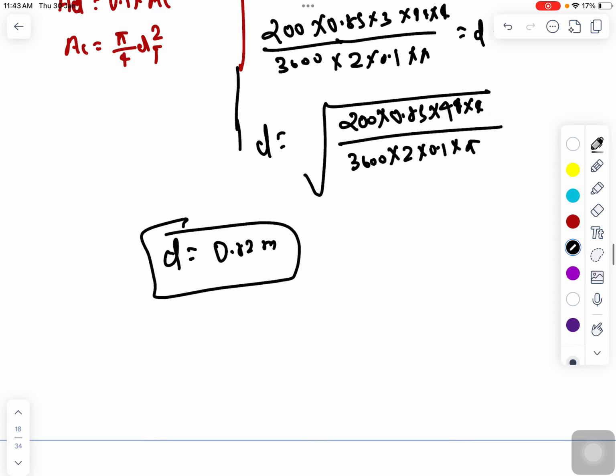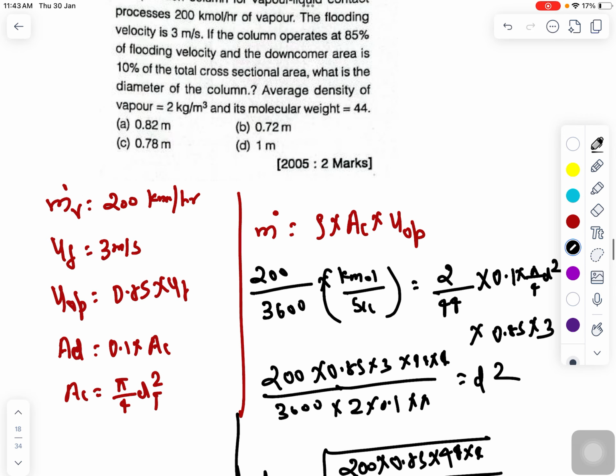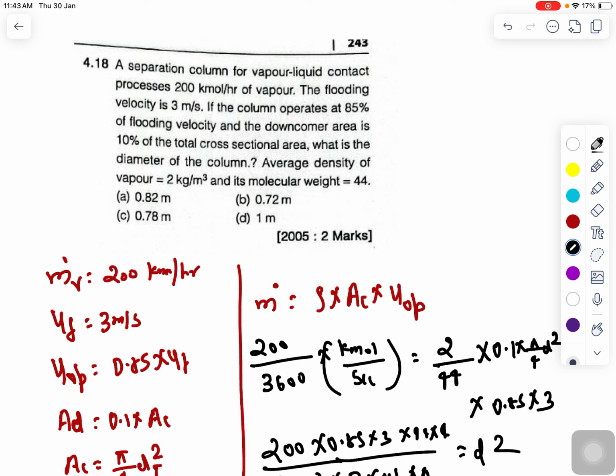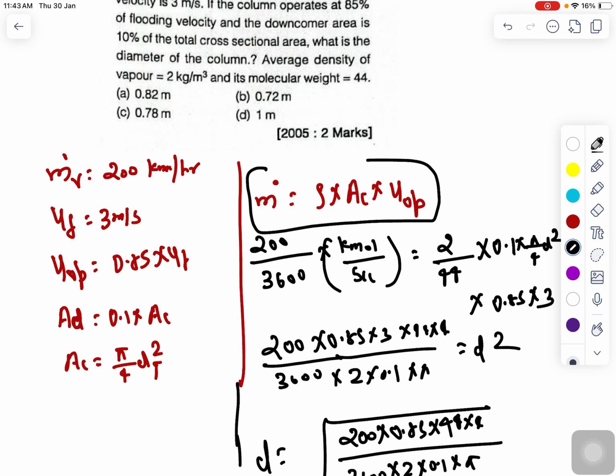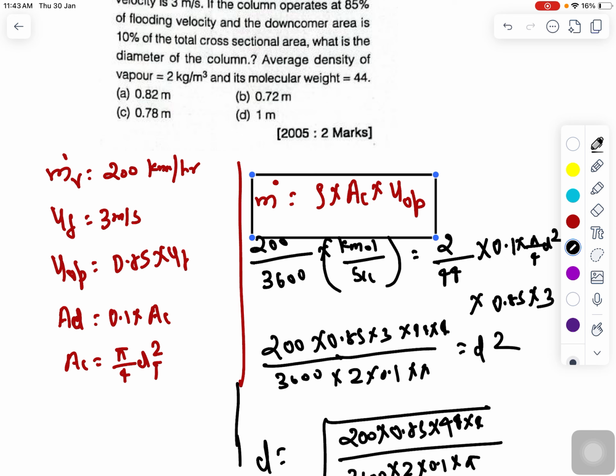Okay, so this was just a question that has been asked from distillation column to calculate the diameter. This is the problem of designing of distillation column, and while you change the cross sectional area, operating velocity, flooding velocity, all of these things, you can change the diameter of the column also. That is a very important thing.